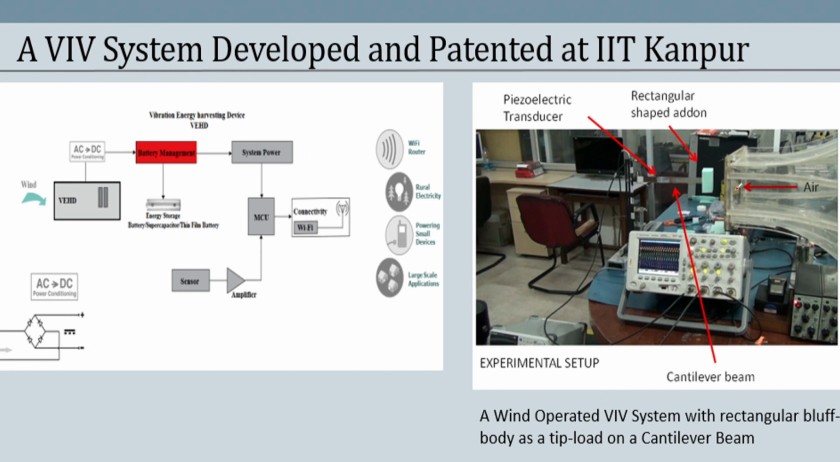You can see that the wind stream is coming here, the air is coming from this direction, and there is this bluff body. Because of the winds creating vortices like this, it is going to have an oscillatory motion that you can convert into energy.